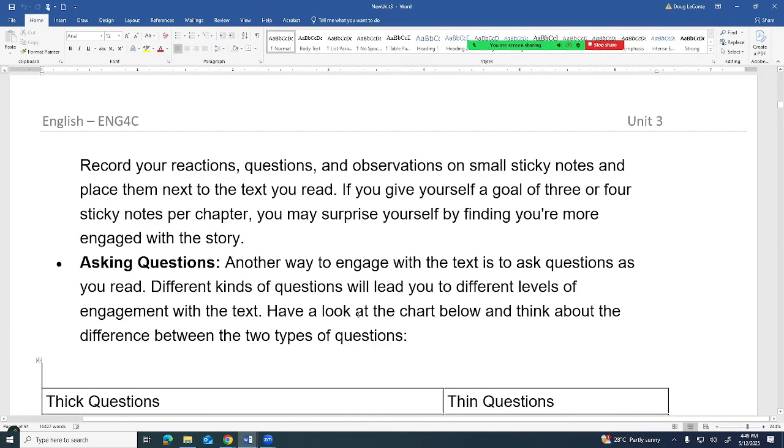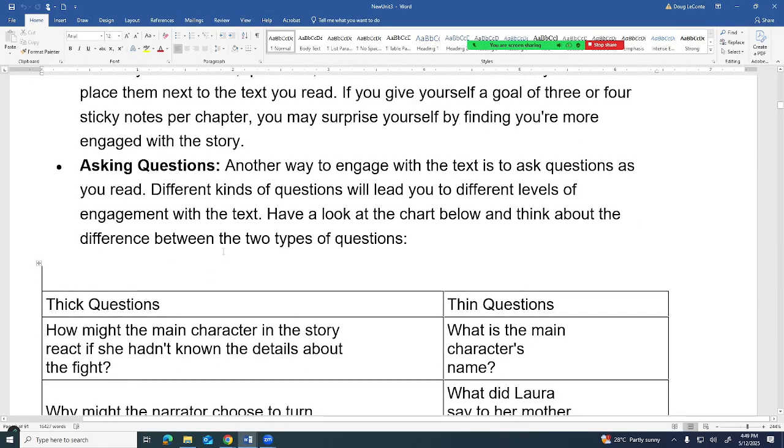And then you have asking questions. Another way to engage with the text is to ask questions as you read. Different kinds of questions will lead you to different levels of engagement with the text. Have a look at the chart below and think about the two different types of questions: thin questions and thick questions.